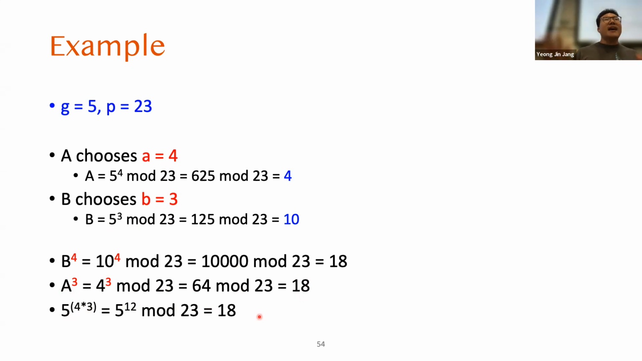So that's how two parties can agree on the same number, even over an insecure channel. And because these two small secret numbers, A and B, are not leaked at all, attackers can never guess them.